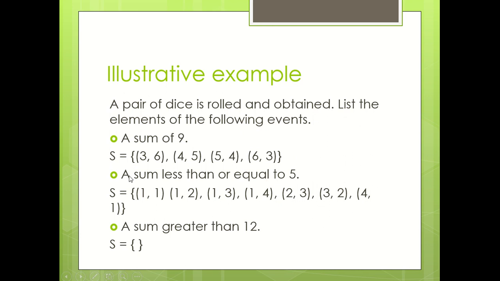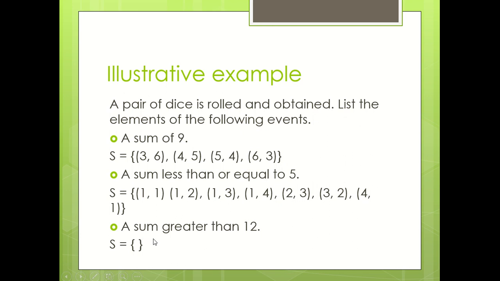Or what if the event is a sum which is less than or equal to 5? In our mind, we think of the sum, which can be 2, 3, 4, or 5, because these are the only sums that satisfy the condition of being less than or equal to 5. For a sum of 2, we have 1 and 1, and then the pairs for sums of 3, 4, and 5. All of this represents the event here.